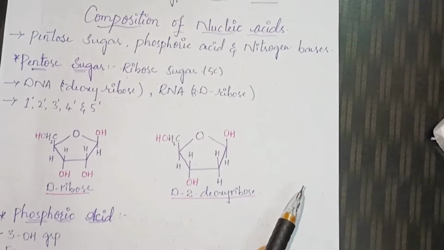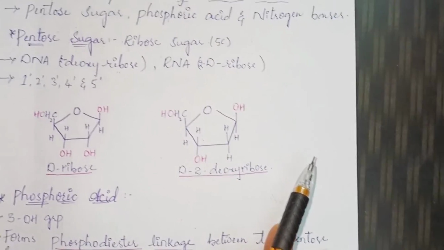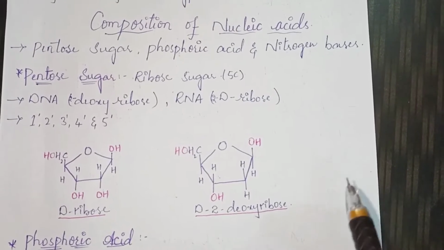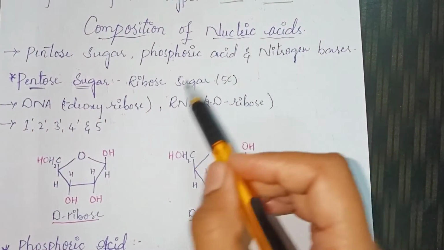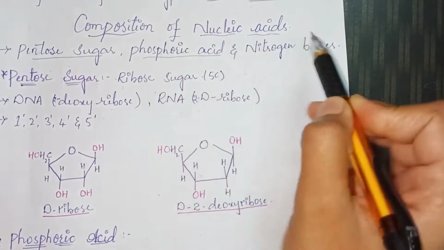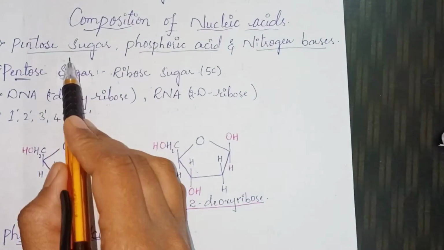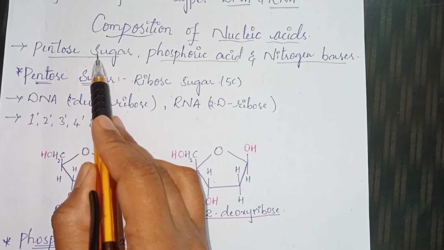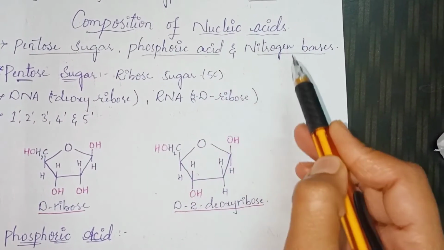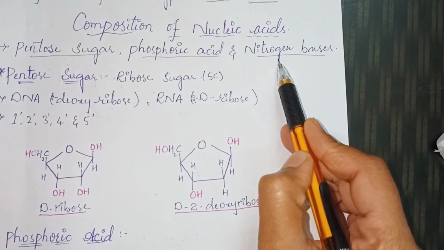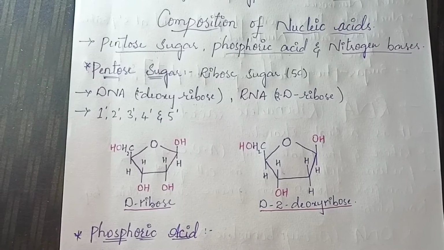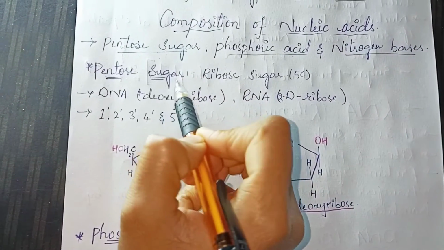Next we'll see the chemical composition of nucleic acid, meaning what things nucleic acids are made up of. It is made up of three main components or chemicals: pentose sugar, or ribose, we can say, phosphoric acid, and nitrogen bases. Nitrogen bases include purines and pyrimidines. We'll see in detail.